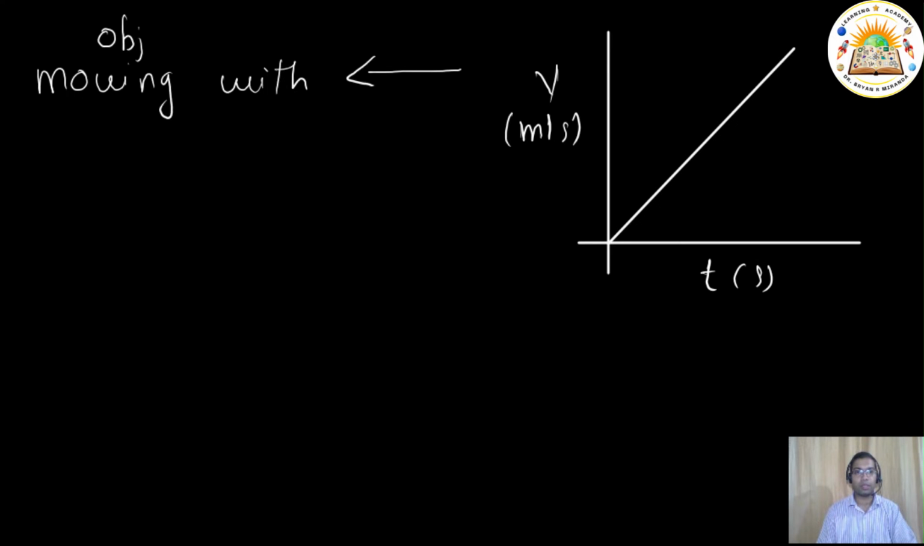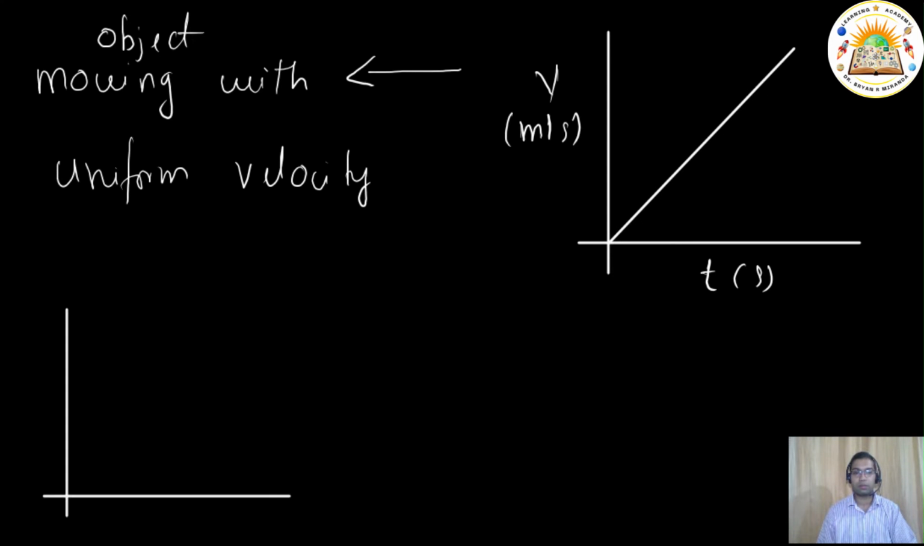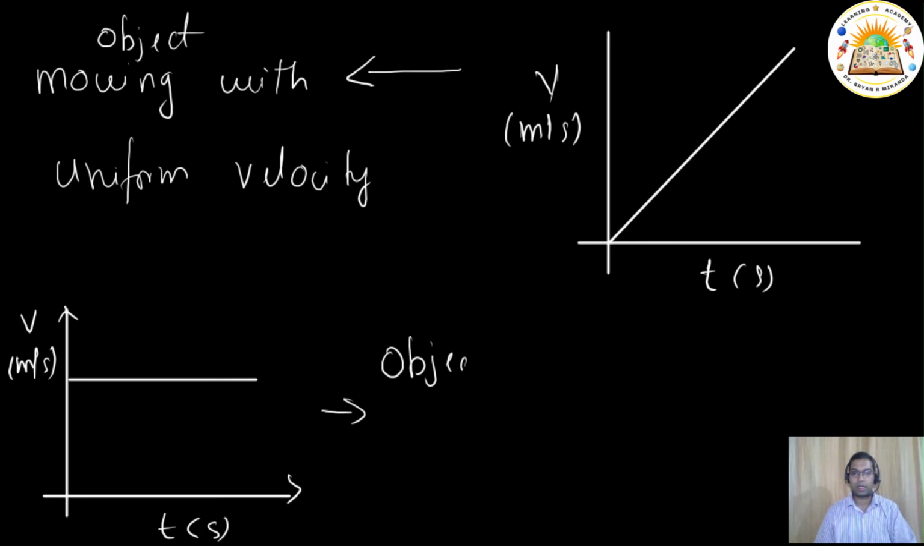I'll just put an object here: an object moving with uniform velocity. But if I draw a graph which looks like this, I have not labeled the axes, so we'll do it. Time is in seconds, velocity in meter per second. You can see that as time increases, the velocity is constant. So in this case, the object is moving with constant velocity.